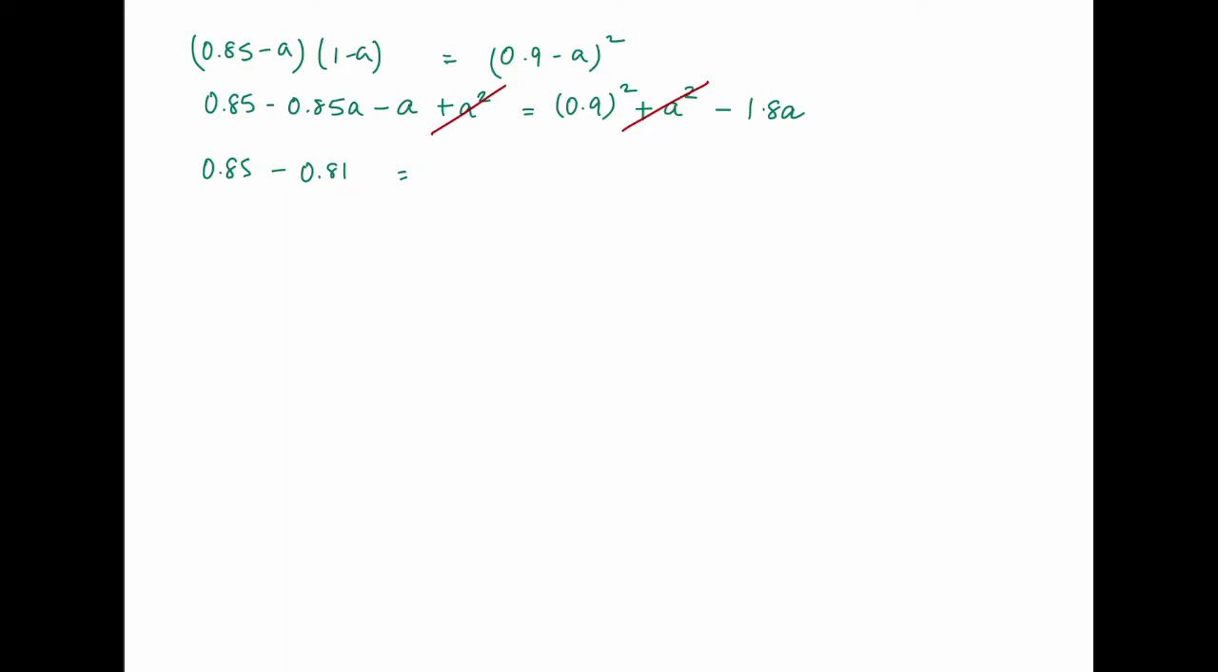And on the other side you have negative 1.8a with a plus 0.85a and then a plus a. Okay, this difference is going to be 0.4. And that's going to be 1.8 minus from this, so it will be 0.05.